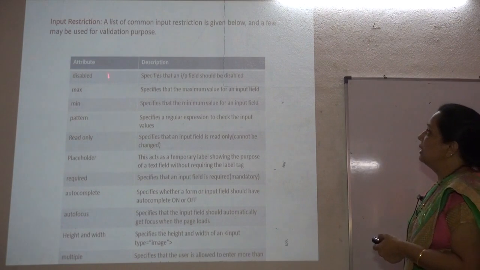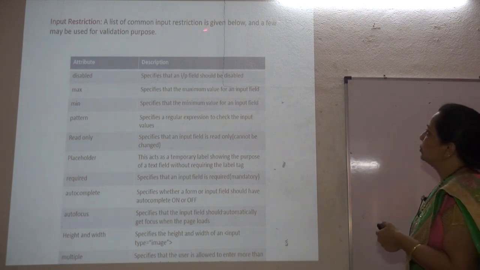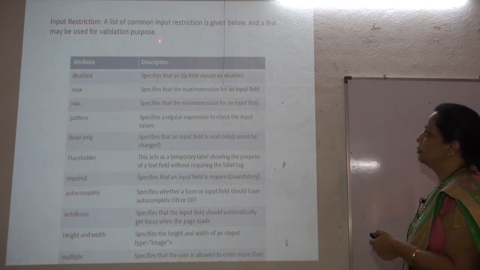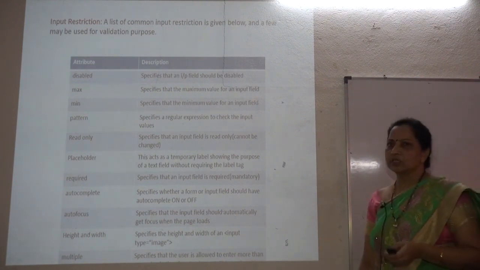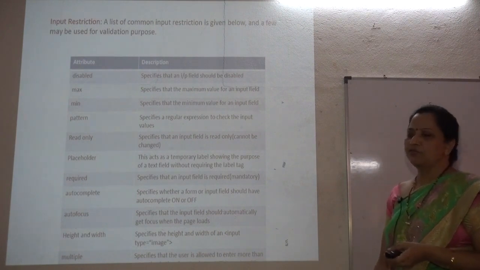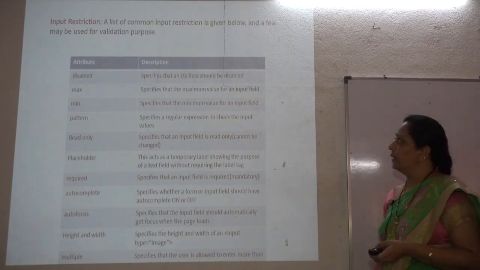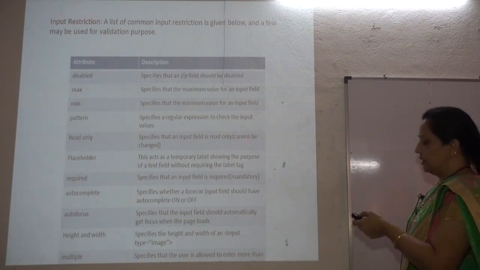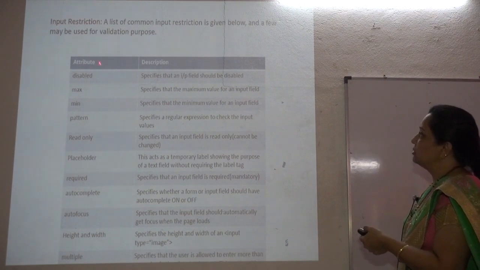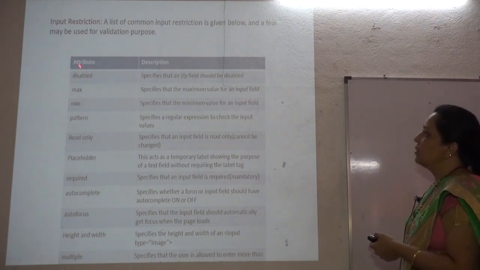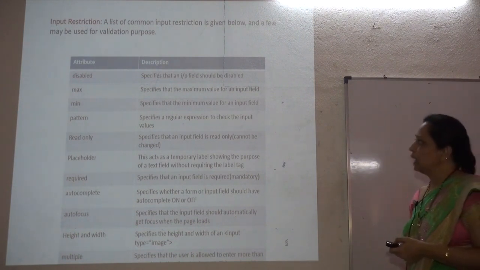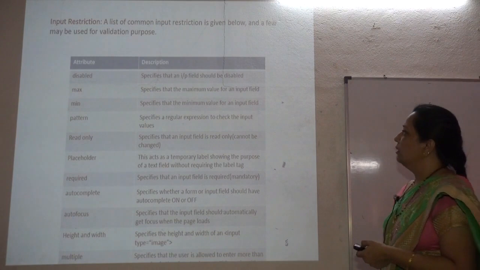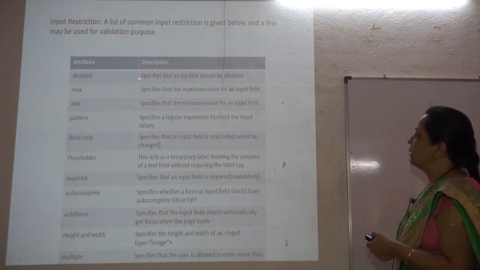summarized here. A list of common input restrictions is given below, and a few may be used for validation purposes. Okay, for validity. What is the meaning of validity? It is in the form of, say, an expiry date or having the year. So here it is given in the form of many attributes and descriptions. So the first attribute here is disabled. We have two types, enabled and disabled. So disabled, what is the meaning of disabled?